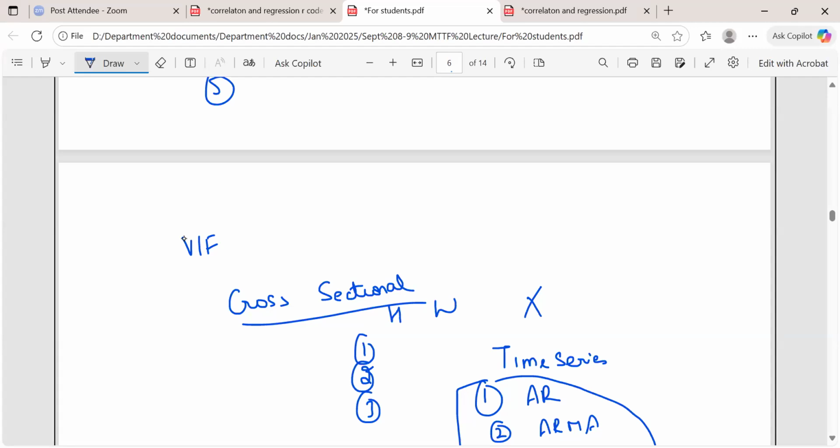Our main objective is to see whether those independent variables or dummy variables are important, significant, to determine the value of Y or not. Okay, any other question from the audience?